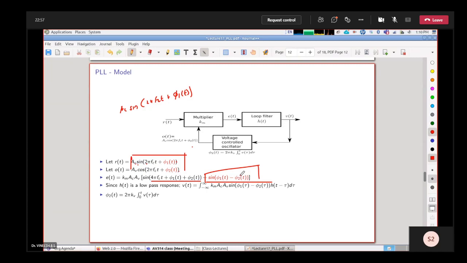Will there be a 1/2 term when we are multiplying the sine and cos, the error term? Yes, there would be some term here, but let us assume that it is absorbed into whatever constant that we have here.